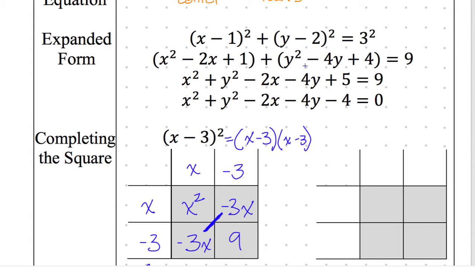So hopefully you get at least a 3 or higher understanding for this entire procedure of getting to the expanded form.